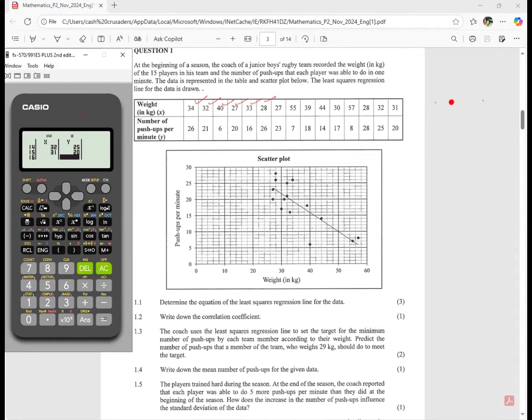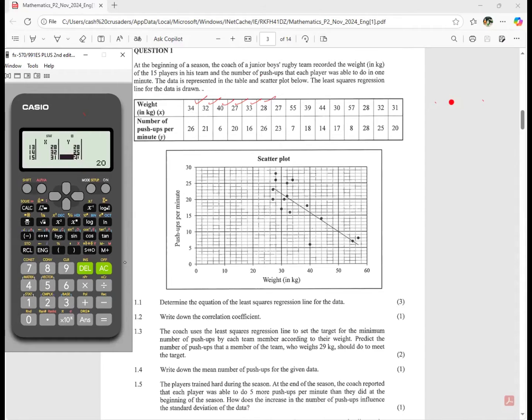So again, let's confirm if everything is correct. So we have 26, 21, 6, 20, 16, 26, 23, 7, 18, 14, 17, 8, 28, 25, then 20. Right, so we are fine.